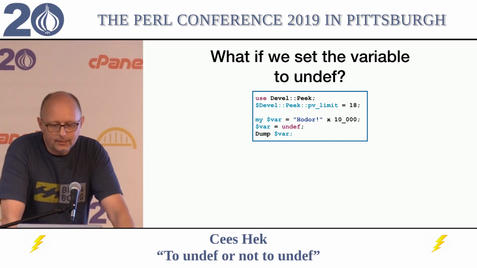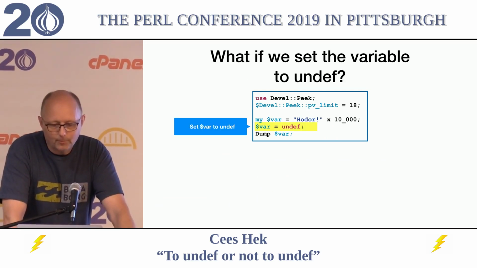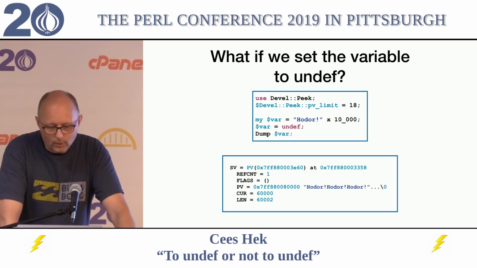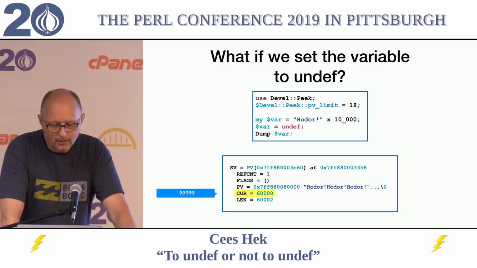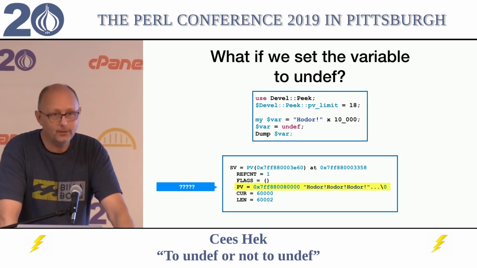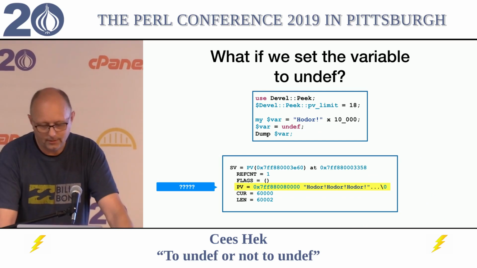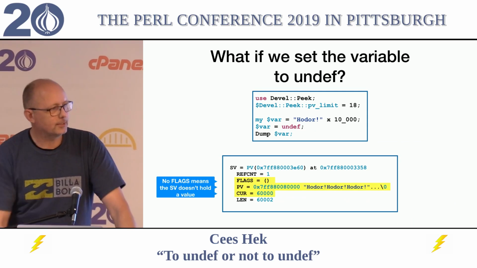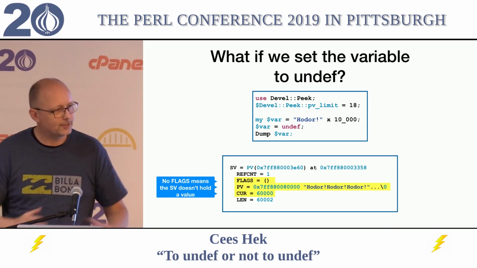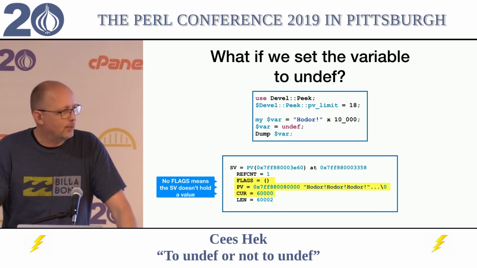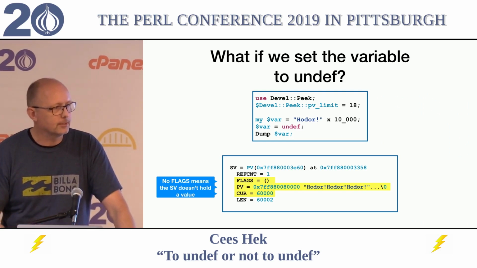But what if we assign undef to it? So now we're basically assigning undef to our variable. What happens now? Well, the length of our string is still 60,000, and we have a PV with the entire string still in it. But our flags are now gone. So when you assign undef to a variable, it's not actually clearing any of that memory. All it's doing is clearing those flags, and that flag is telling us that that PV is no longer relevant. But it's all still in memory, so you haven't actually cleared anything.